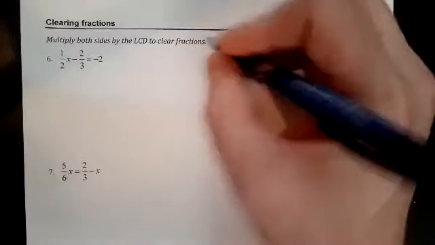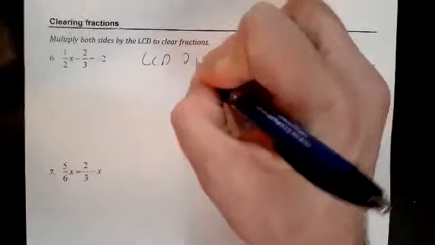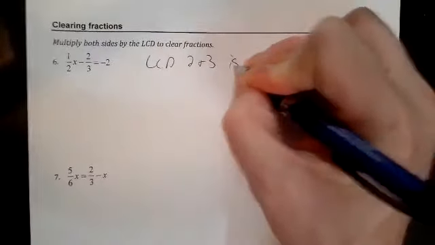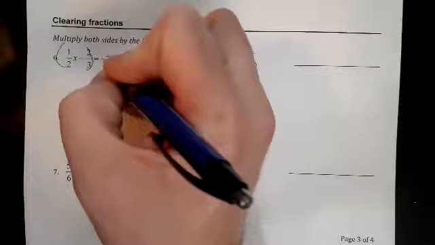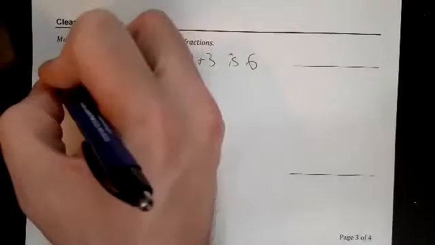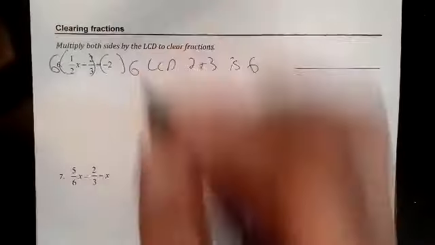But personally, there is an easier way to get rid of fractions. So we still have to find the LCD. LCD between 2 and 3. I don't want to spend a whole lot of time on it, but it's 6. And so if I know my LCD, there's a bit of a trick I can do. I can take this side, and I can take this side, and I can multiply both sides by the number 6.